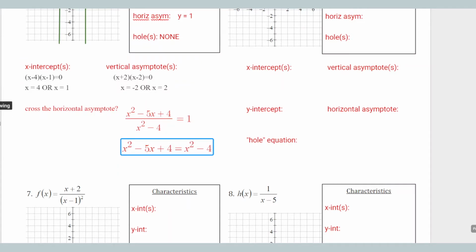So yeah, the x squareds are going to cancel each other out. That'll be a little better. And then I'm going to subtract 4 from either side to give me negative 5x equals negative 8. So I do cross the horizontal asymptote when x is 8 over 5. That's going to be about 1 point, let's see, 1 would be 5 over 5, 6 over 5 would be 1.2, so 1.4, 1.6.